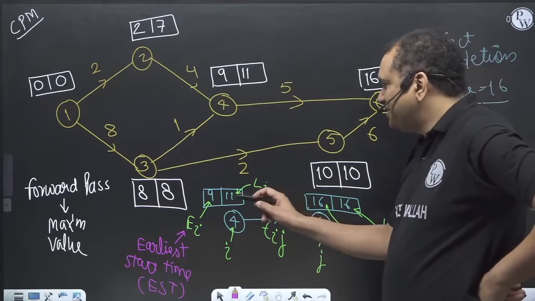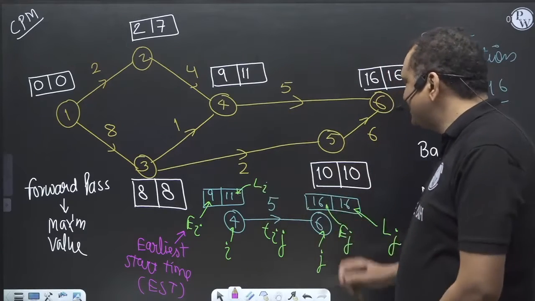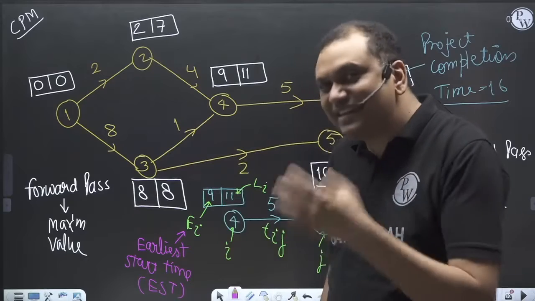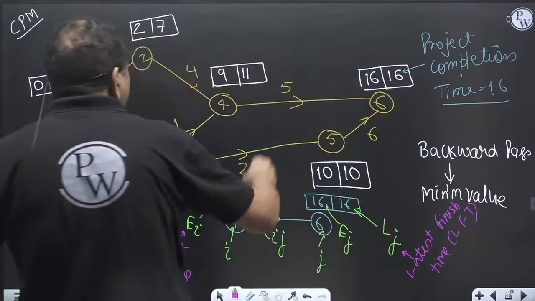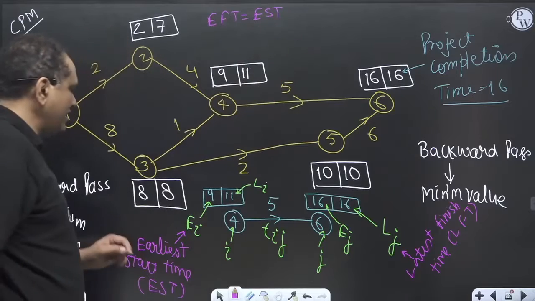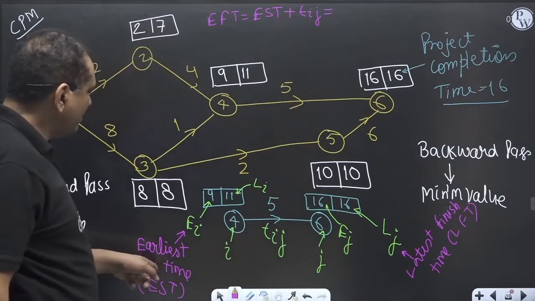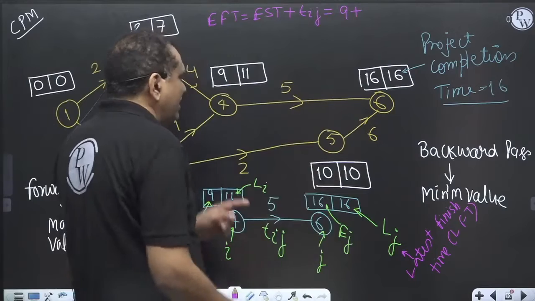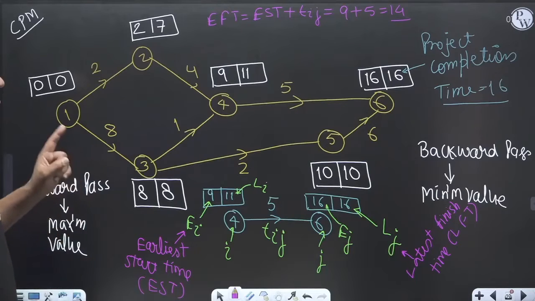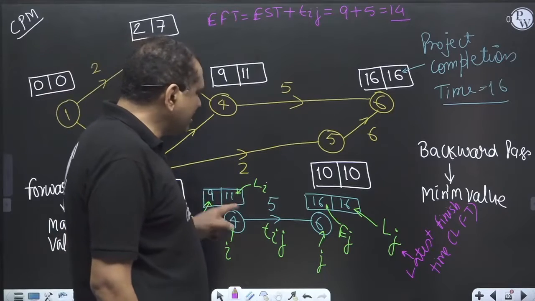They say earliest finish time, latest start time, earliest finish time. No. 11 and 16, they are not the latest finish time and latest start time. No, it is not like that. It is a different thing. Earliest finish time will be earliest start time plus Tij, meaning earliest start time is 9, Tij is 5. So 14 will be the earliest finish time of activity Tij. That way we do it. This is the earliest start time, this is the latest finish time.